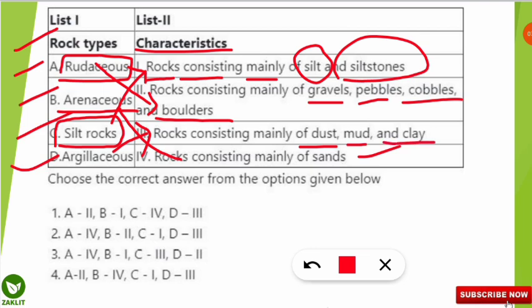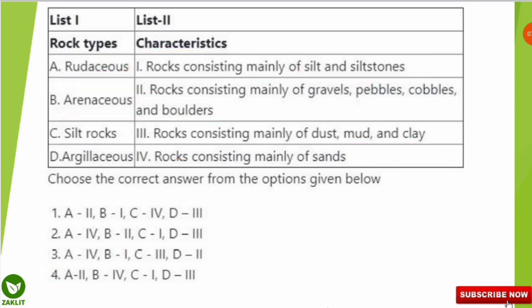So in this way, you can see that A has matched with 2, B has matched with 4, C with 1 and D with 3. That means option number 4 will be the correct option. So I hope you have understood this. Let's move to the next question.